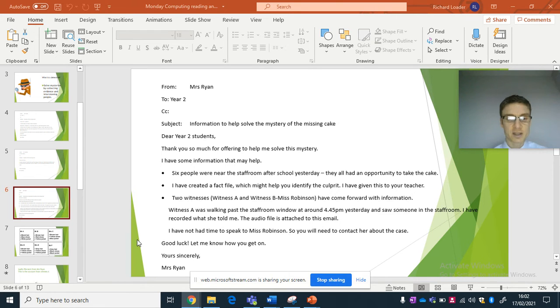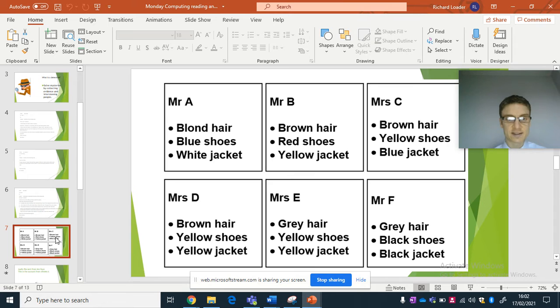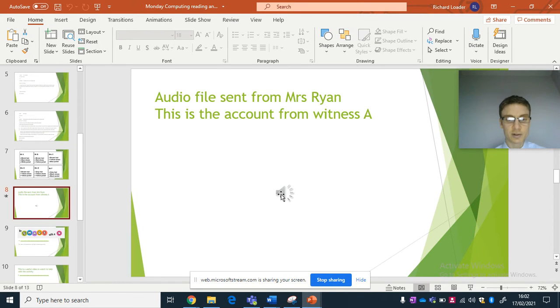Okay. On the next slide, these are our 6 suspects. So we're being detectives, remember, and we've got to figure out who it is using the clues. And then on the next one, we've got the audio file.